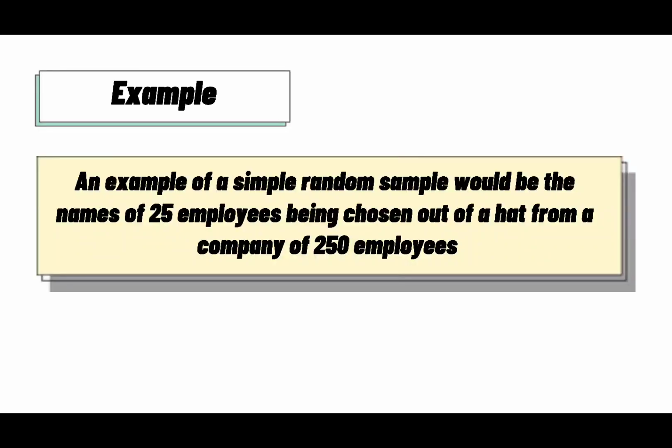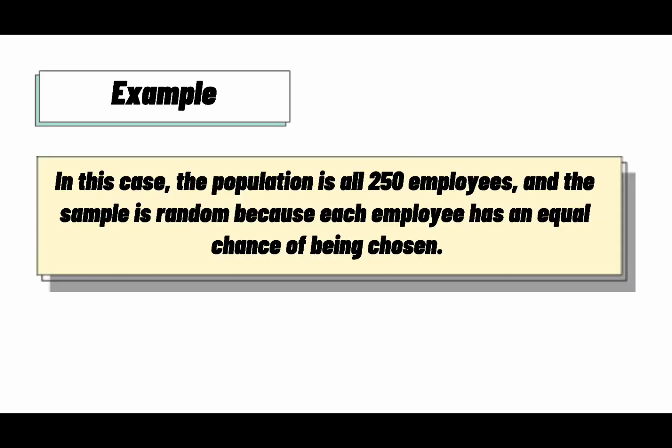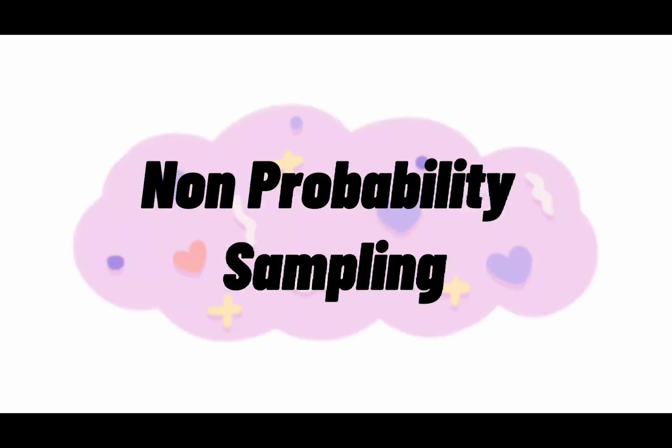Example. An example of a simple random sample would be the names of 25 employees being chosen out of a hat from a company of 250 employees. In this case, the population is all 250 employees, and it is simple random because each employee has an equal chance of being chosen. Non-probability sampling.